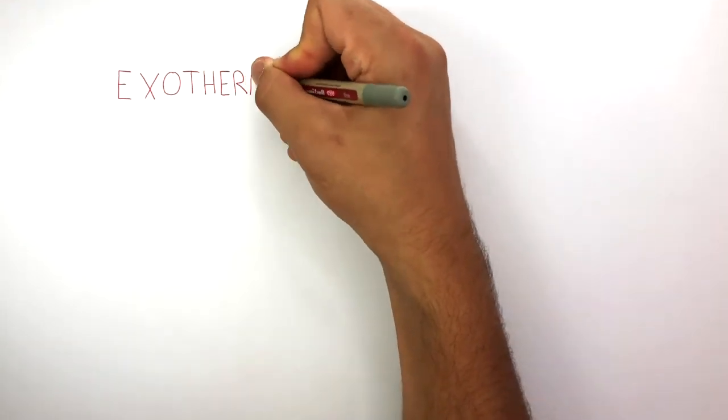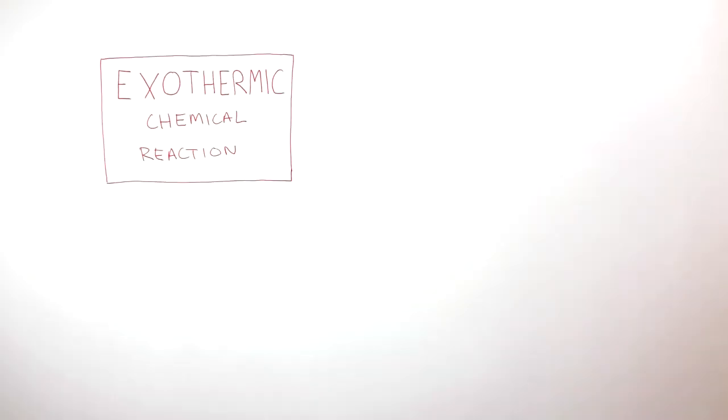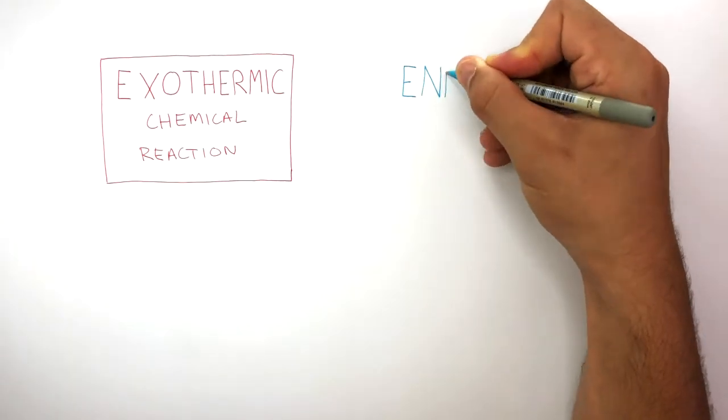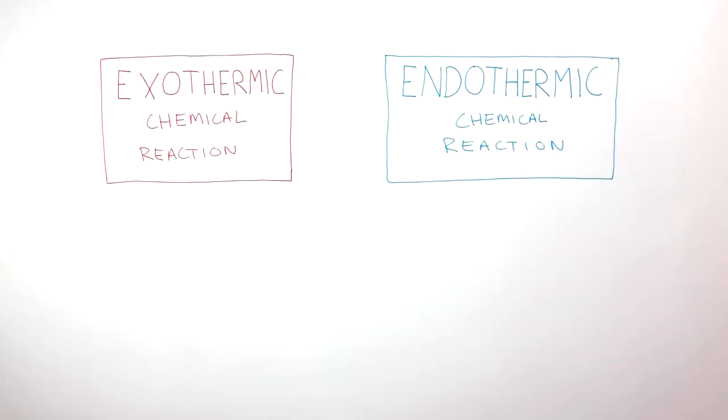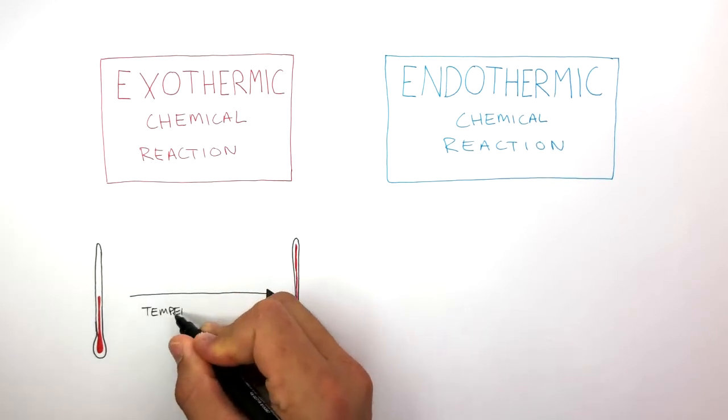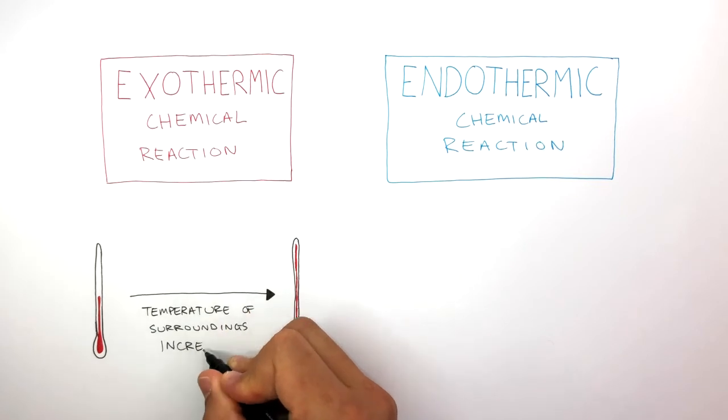An exothermic chemical reaction causes the temperature of the surroundings to increase, whereas an endothermic chemical reaction causes the temperature of the surroundings to decrease. Here's a thermometer which is used to measure the temperature, and in an exothermic reaction, this thermometer measures how the temperature of the surroundings increases.